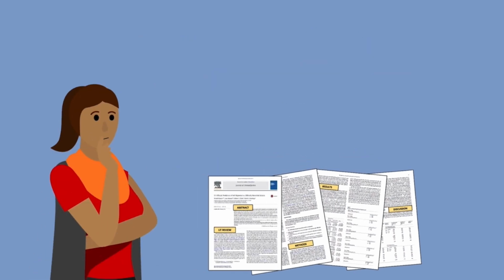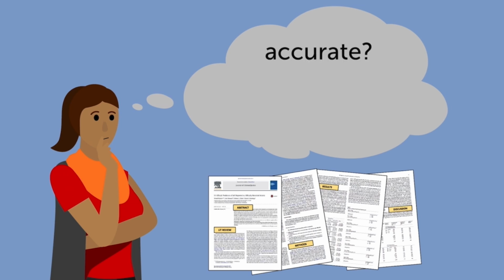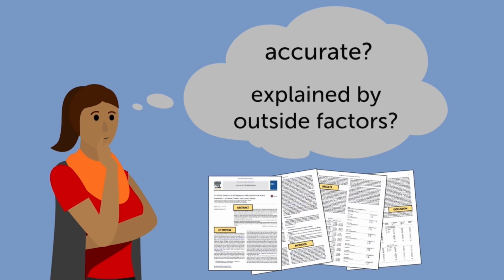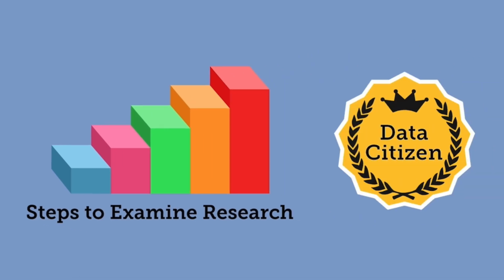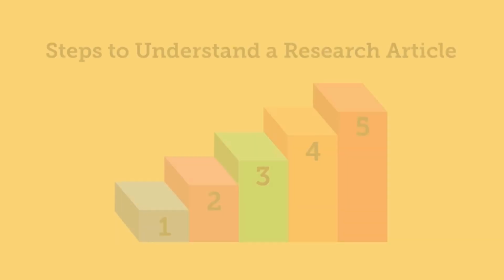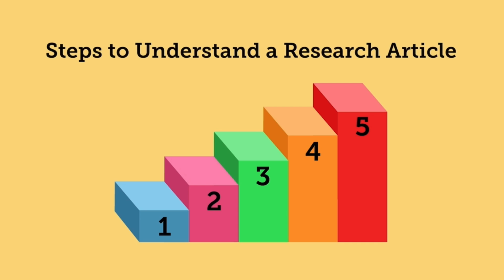When reading these articles, you will need to think critically and determine if the conclusions drawn are accurate or if they may be explained by outside factors. You will work through some critical steps to examine the research in order to build your data citizen skills. As a data citizen, there are 5 steps you can take to understand a research article.